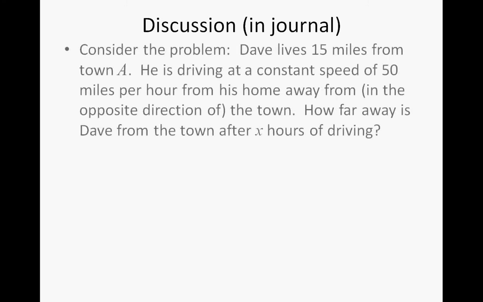Let's go ahead and continue our discussion in our journal. Consider the problem. Dave lives 15 miles from town A. He is driving at a constant speed of 50 miles per hour from his home away from, or in the opposite direction of, the town. How far away is Dave from the town after x hours of driving?